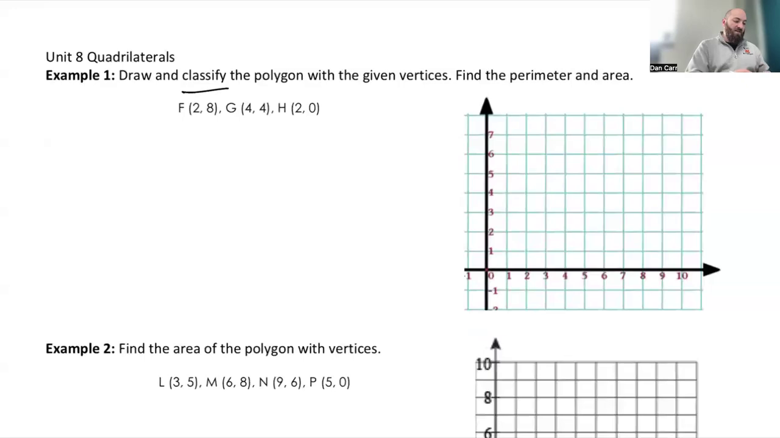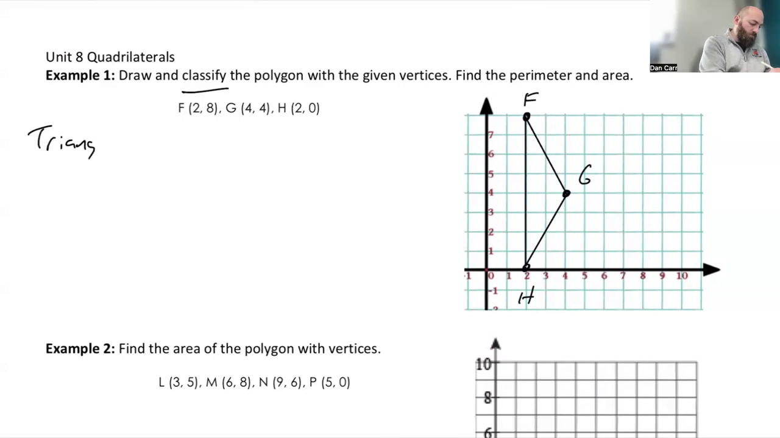Draw and classify the polygon with the given vertices. Find the perimeter and area. So we got F is at (2, 8). So F is up here. G is at (4, 4). H is at (2, 0). So we only have 3 points. Classifying is very easy. This is going to be a triangle. Okay. So that one's really straightforward.